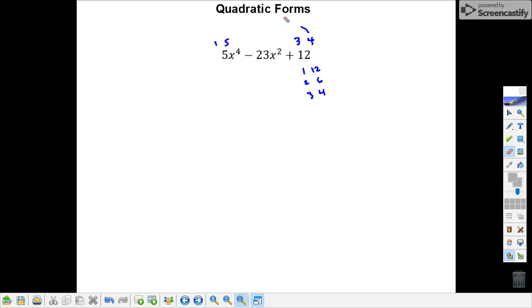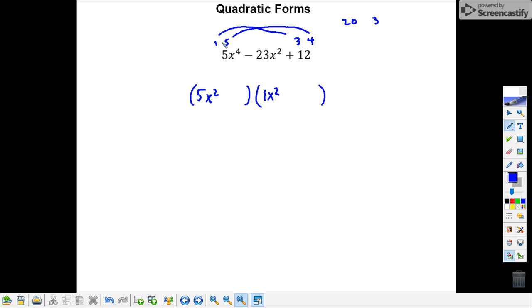So I'll try 1 and 4. 1 times 4 is 20, and then 1 and 3 gives me 3. Notice that adds up to 23, which is exactly what I wanted. Okay, so we figured out the pairing. So I'm going to go ahead and write my answers. We'd have 5 and 1 and 5 would be our first term. Now, since it's x to the 4th, we're going to do x squared.